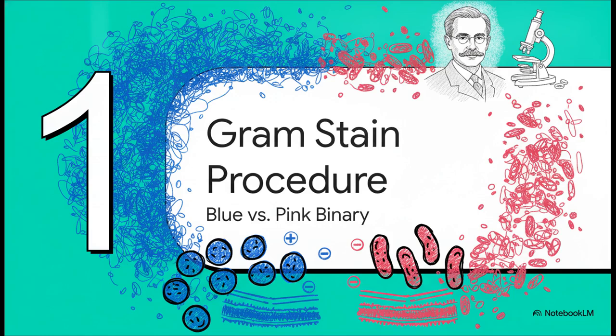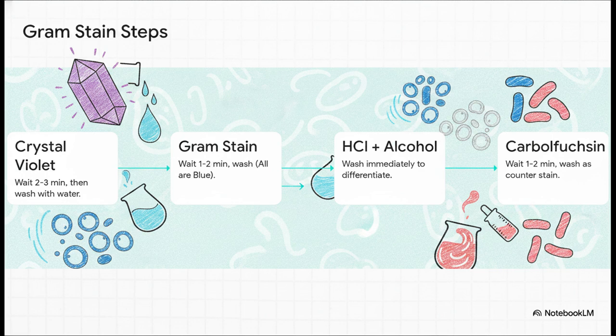All right, section 1, the gram stain procedure. The blue versus pink binary. We really owe this entire foundational system of microbiology to just one guy, Sir Christian Graham. He's the one who established this fundamental binary way back in 1870. Let's rapidly break down the 4 mechanical steps here.